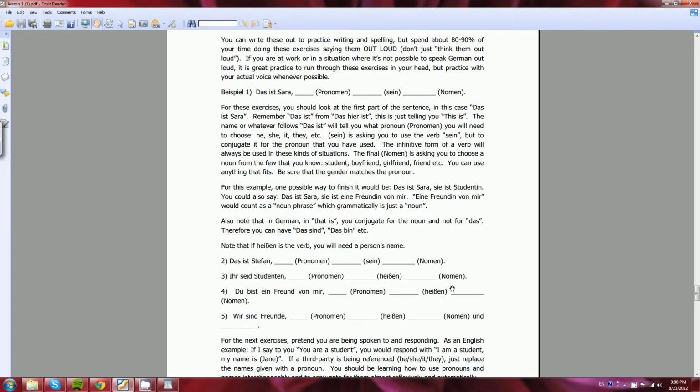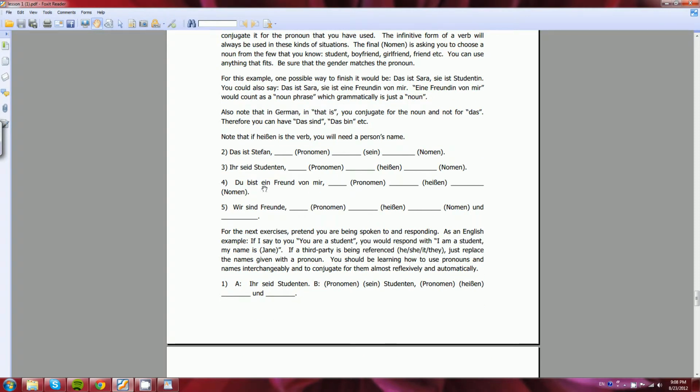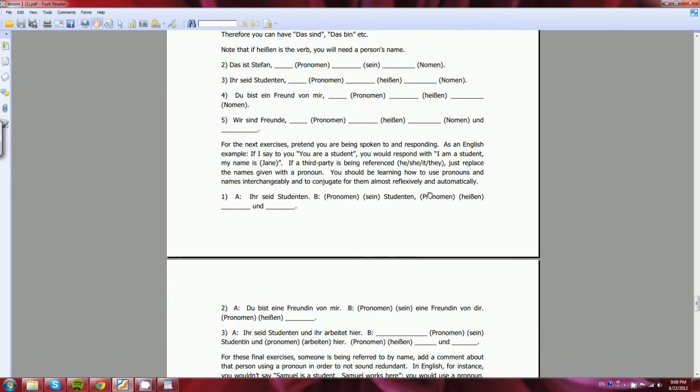Avoid translating back to English. Don't translate these and then figure out what you're trying to do. Just plug the stuff in. Don't translate. Du bist ein Freund von mir. So this would be, there's a clue in here telling you what gender you need to use. And then wir sind Freunde, that sind is telling you something about the pronoun, and Freunde is telling you something about the pronoun. So that's really what it's trying to get you to do.